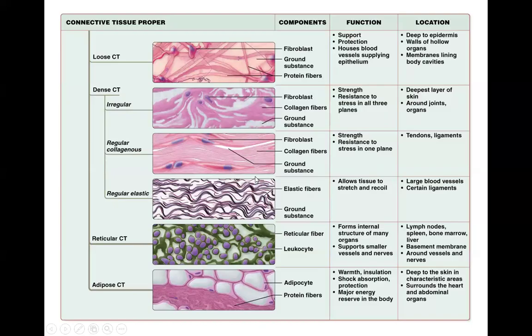The reticular connective tissue is reticular fibers and leukocytes, and they form the internal structure of many organs: lymph nodes, the spleen, the bone marrow, and the liver, and the basement membrane around the vessels and the nerves. The adipose connective tissue is made up of adipocytes and protein fibers. It's important for warmth, insulation, shock absorption, and protection. It is the major energy reserve in the body. It is deep to the skin in characteristic areas, and they surround the heart and the abdominal organs.